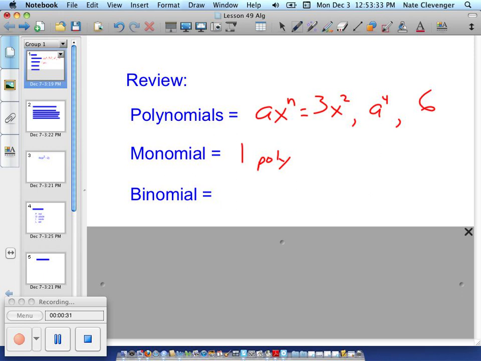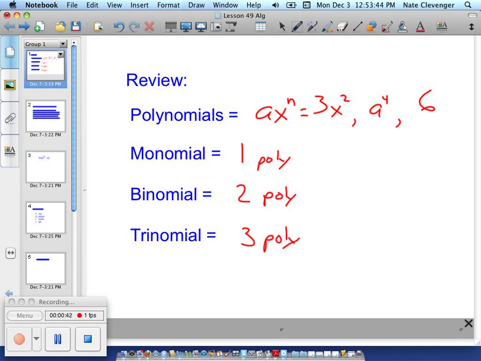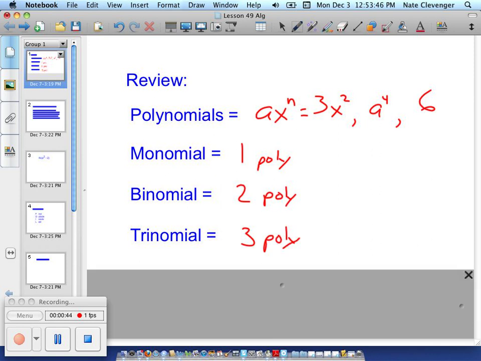Binomial. Bicycle has 2 tires, so that's a 2 polynomial term. Tri, 3. Okay, I think that's it. And that's mainly we'll be working with trinomials and binomials. We work with monomials all the time. We just don't call it that very often.